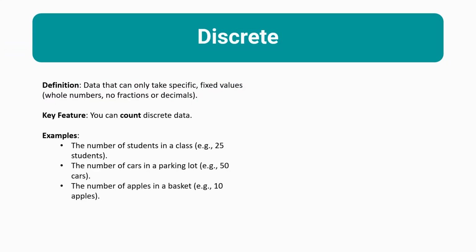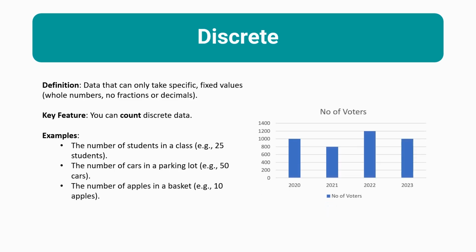Discrete data is something that is countable, like number of apples in a basket, or number of students in a class, or number of cars in a parking lot. This can be countable. It's a whole number, like it does not have any points like 25.05 or 50.12, something like that. It is always a whole number, just like an integer. Basically you can count the discrete data.